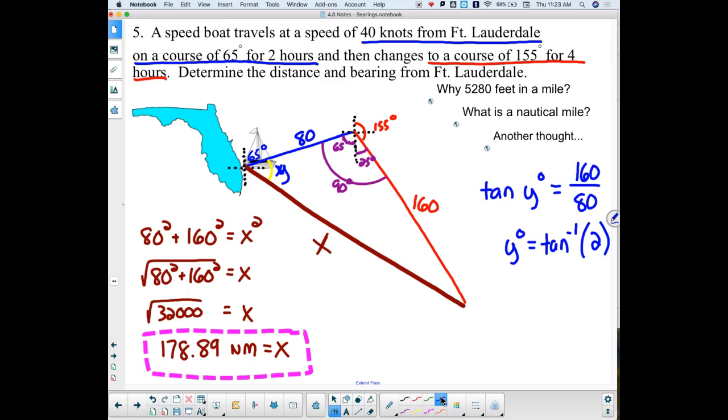What do we get? 63 point something. Right? And that's my yellow angle, correct? So what is the bearing to the boat?